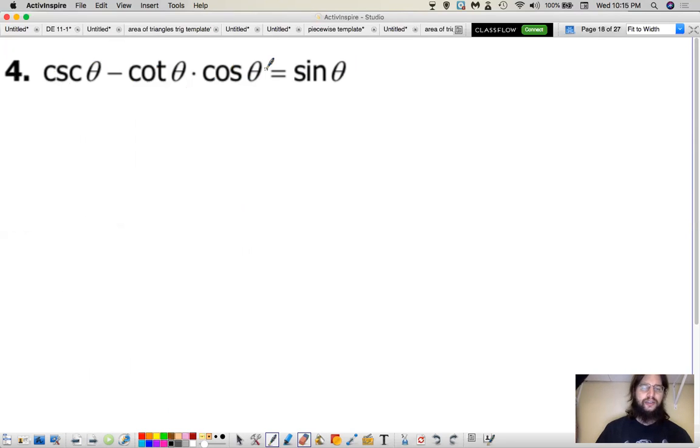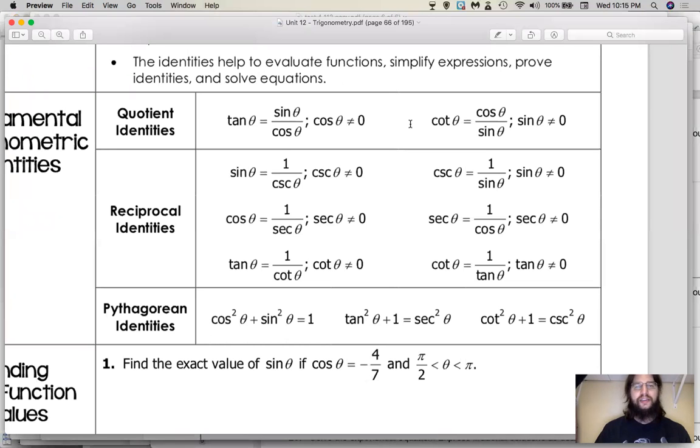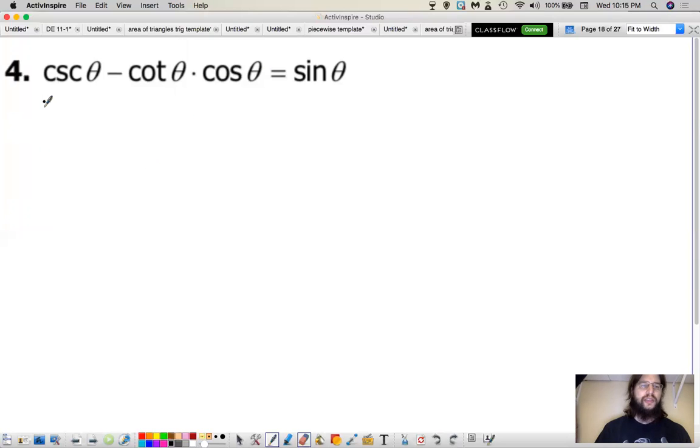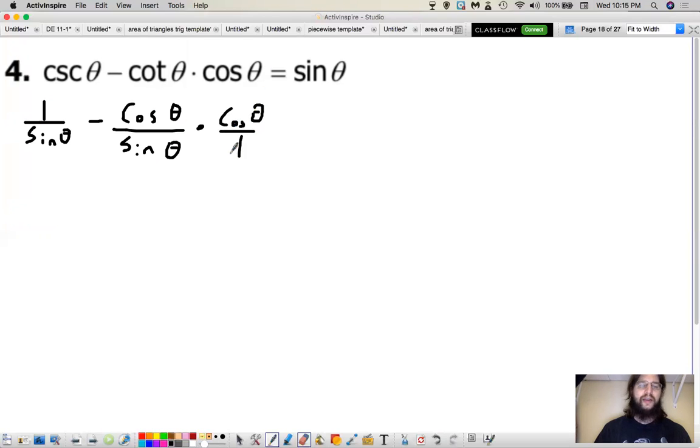Right in terms of sine and cosine. Look at your trig identity sheet. Cosecant is 1 over sine of theta. Cotangent is cosine of theta over sine of theta times cosine of theta. I'm going to put that over 1 because I need a fraction there. Equals sine of theta. Don't mess with that dude. Leave him alone.